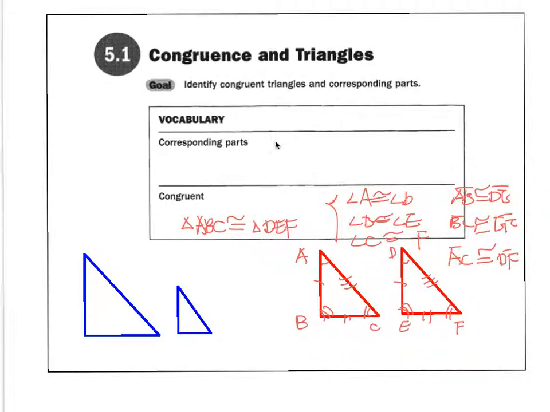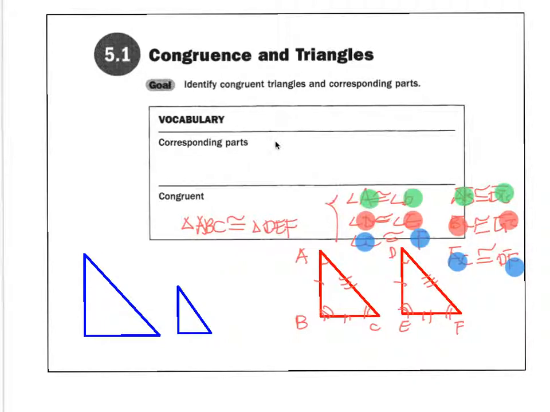Okay, now notice that these are my corresponding parts. These angles are my corresponding parts, and these sides are my corresponding parts. In other words, the corresponding part for angle A is angle D. For angle B, its corresponding part is angle E. For angle C, the corresponding part is angle F.